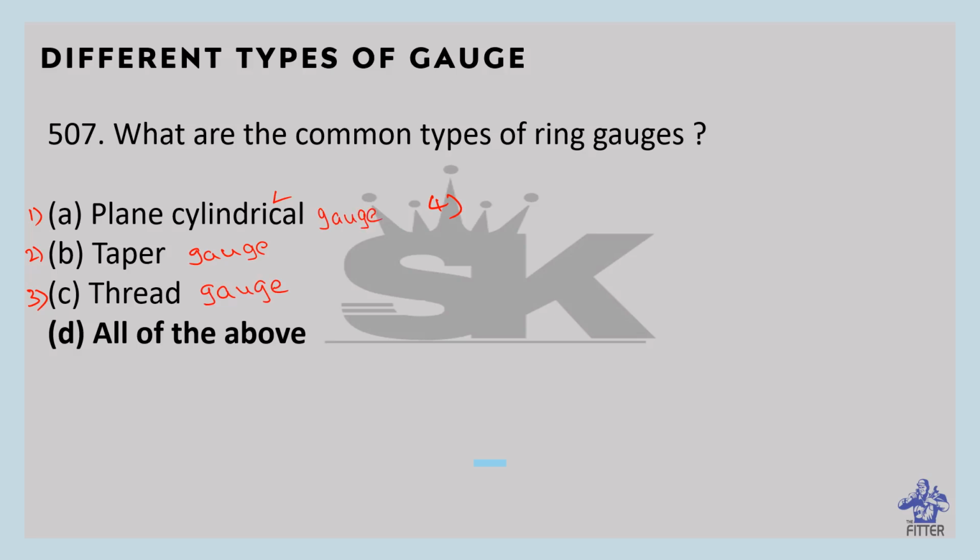And the fourth one is ring gauge, and the fifth one is form gauge, and the sixth one is caliper gauge.